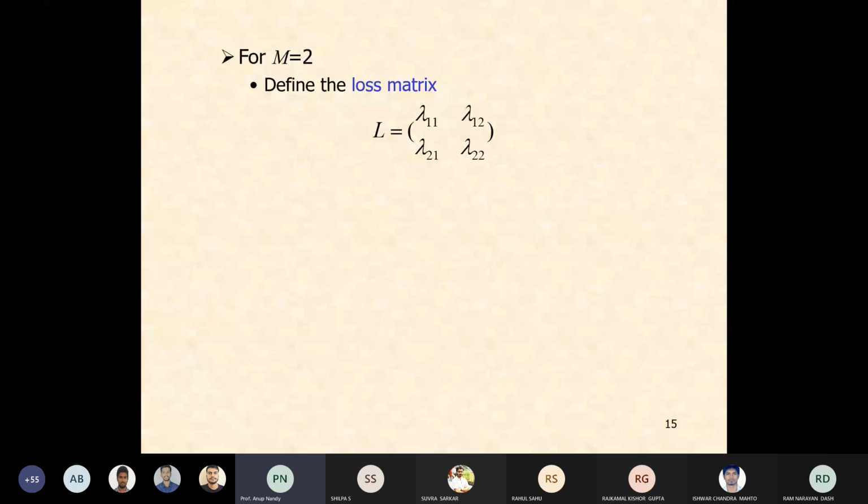Now this L will be defined as L11, L12, L21, and L22. So this is called a loss matrix, and it is only applicable when the weights are different. If the weights are the same, there is no concept of the loss matrix. In some books, there are two cases: one where the weights are equal, and another where the weights are not equal.